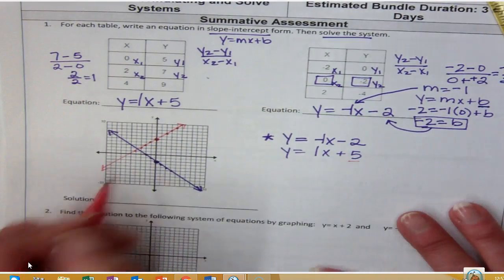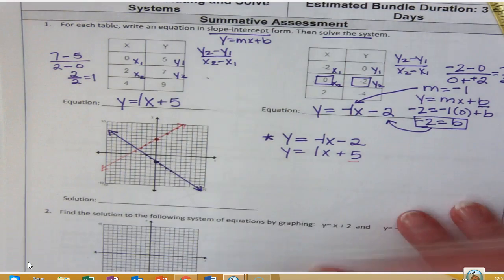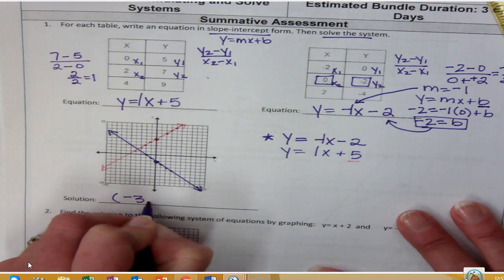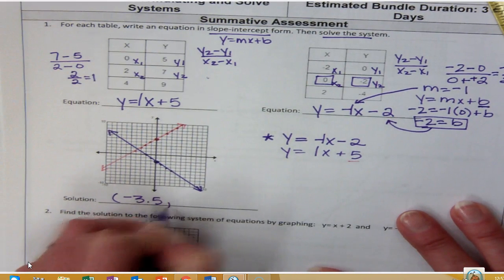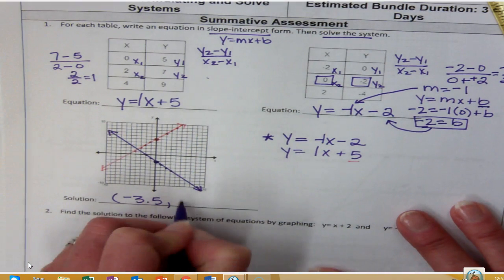So when I look at that, I'm going to say that is 1, 2, 3.5 is my x, -3.5, and +1.5.